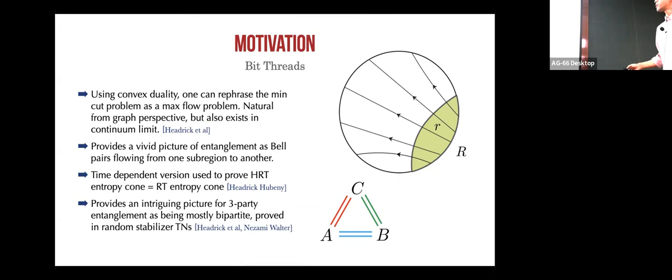So in these random stabilizer tensor networks, which are less random than the random tensor networks, you can actually show that this is precisely the structure of entanglement that you get. This was some more evidence that they had for the fact that maybe holography has this mostly bipartite entanglement structure. But does this mean that in gravity, any non-trivial measure of tripartite entanglement must be zero? This was the conjecture. I'll tell you that that's wrong.